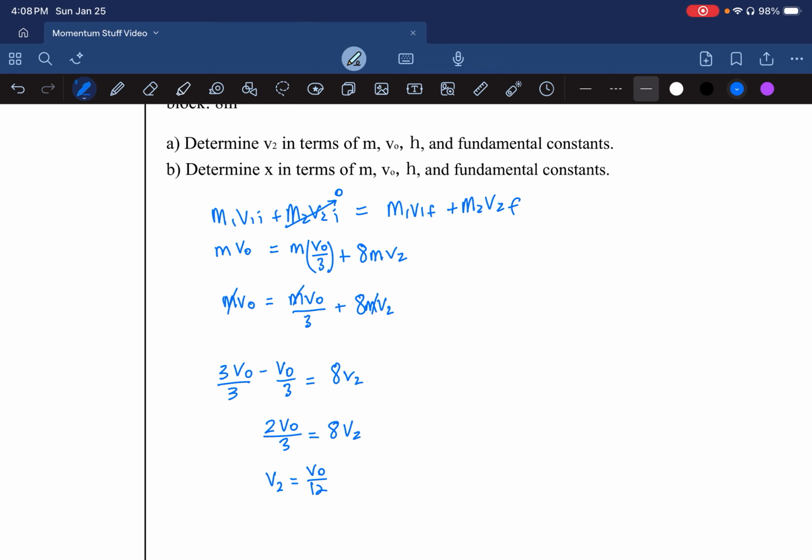So if you divide both sides by 2, this is just v naught over 3 equals 4 v2, and you divide by 4, you'll get the 12. So that was part A. Part B is a projectiles problem.